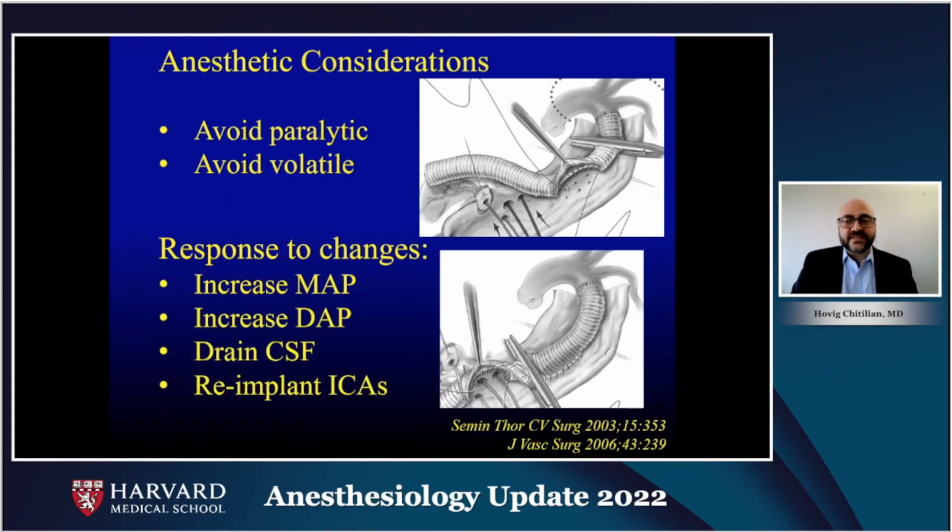So the anesthetic considerations in the use of MEP are to avoid paralytics and avoid volatile agents. And the responses to changes in MEPs include increasing the MAP, increasing distal aortic perfusion and distal aortic pressures, draining additional CSF, and then surgically reimplanting the intercostal arteries.